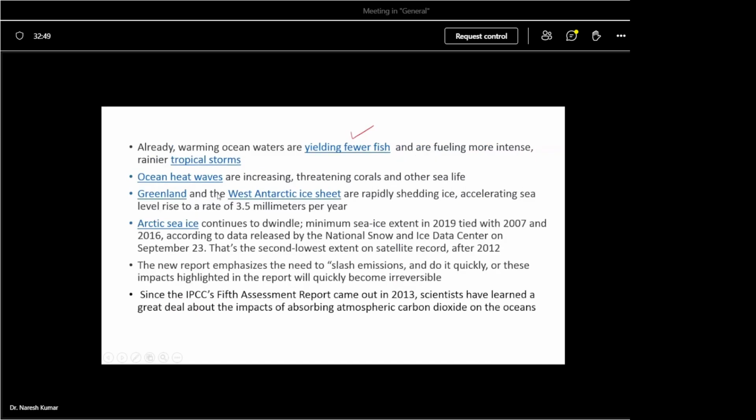Now, when we say that these ice sheets, I have already given you the example of Greenland and West Antarctica, we have these ocean heat waves which are increasing and threatening. So those who are updated with current affairs, you may be reading about the bleaching of corals in Australia. The coral reef there in the Great Barrier Reef is getting threatened now. If they are gone, that means the whole habitat is gone. Related to this, you can also read about ocean acidification.